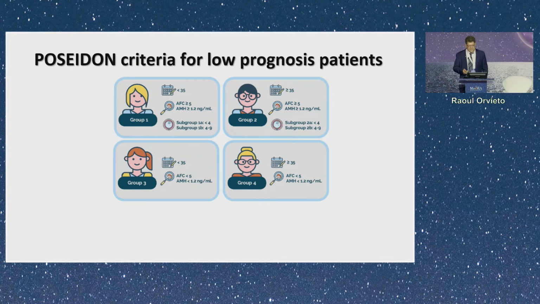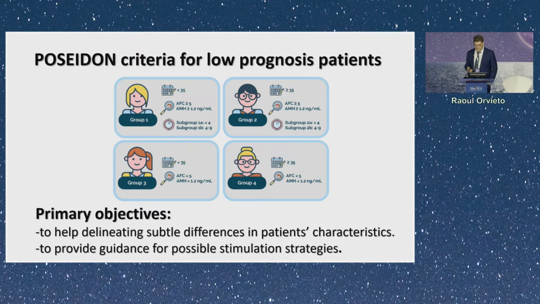So this is the POSEIDON criteria for low prognosis patients, and as you know, the POSEIDON criteria characterize patients with low prognosis, or patients that have a reduced or very low number of live birth rates. And the objective of the POSEIDON criteria was to help delineate subtle differences in patient characteristics, to subgroup the patients into more homogeneous groups of patients, and to provide guidance for possible stimulation strategies.